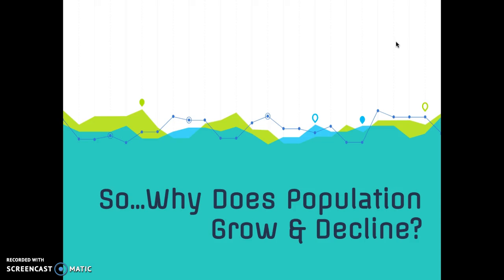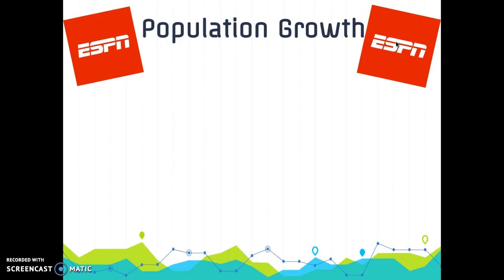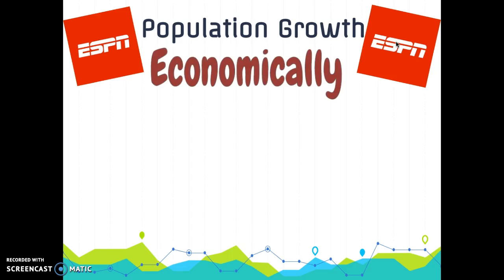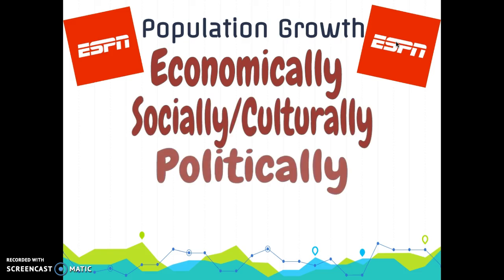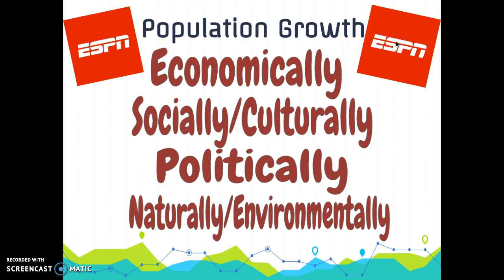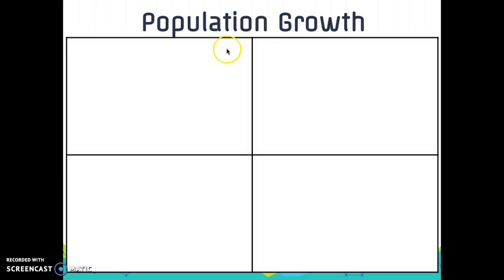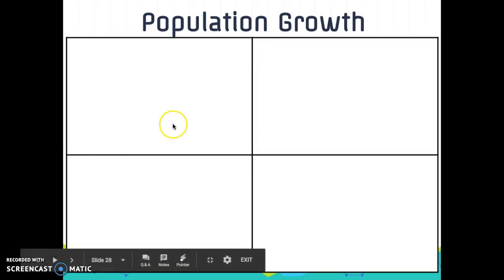So what are some reasons why population grows and declines? I'm going to explain this to you in terms of ESPN. What I mean by that is I'm going to talk to you about economic, social and cultural, political, and then natural or environmental reasons why population grows or declines to kind of help you try to categorize them. It might help if you set up your notes like this and label E, S, P, N to kind of organize these together.